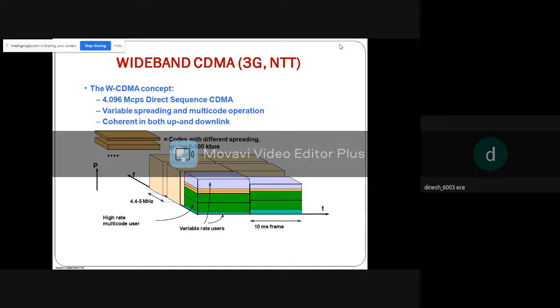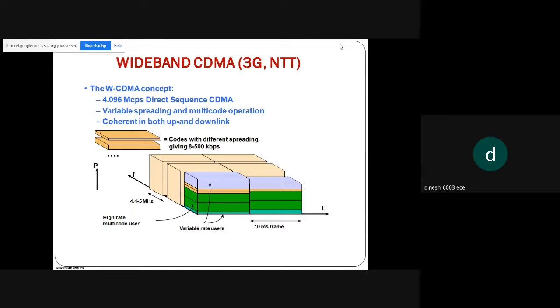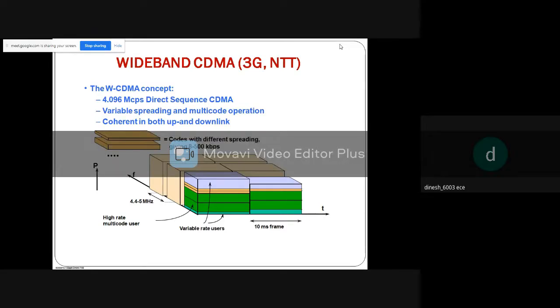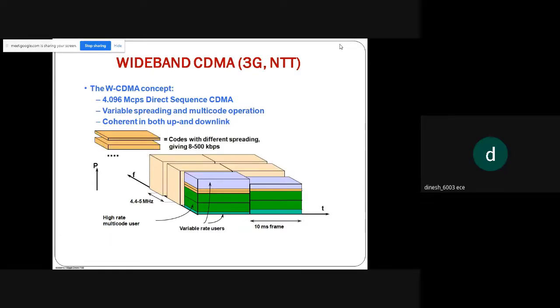So the WCDMA or wideband CDMA concept is that it uses 4.096 mega chips per second, having a direct sequence CDMA spreading with variable multi-code operation. Both uplink and downlink use the same. So the codes with different spreading give around 8.5 kilobits per second. You can see the structure of the wideband CDMA's frequency versus time, how it is being utilized.